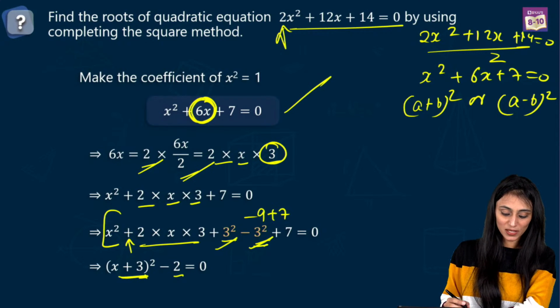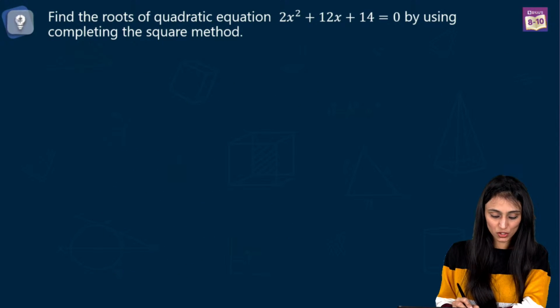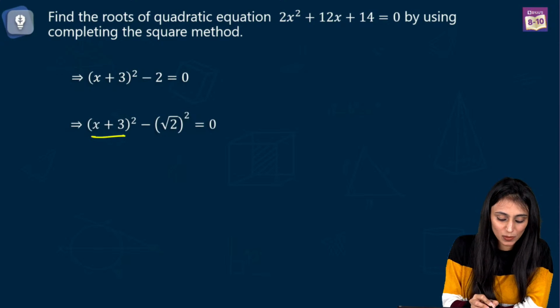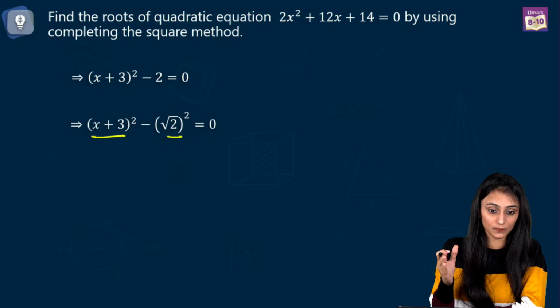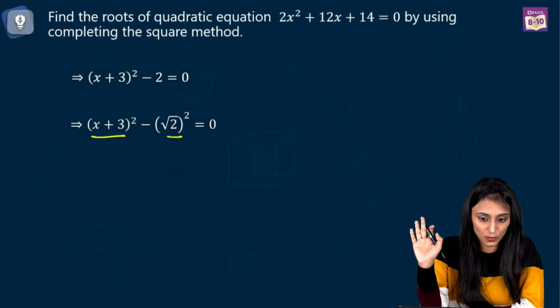Awesome. So we have x plus 3 whole square minus 2 equal to 0. Now what should be our next step? Either you can take 2 to the other side, or you can write it this way also. X plus 3 whole square minus root 2 square. Right? This is also correct. I can write it this way.